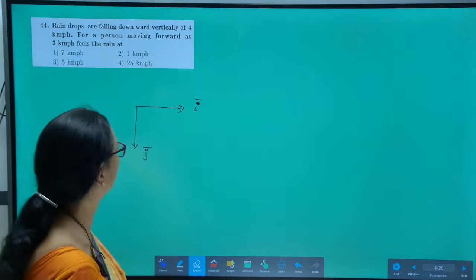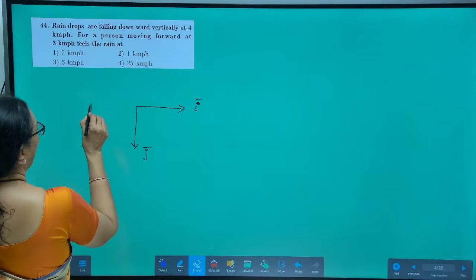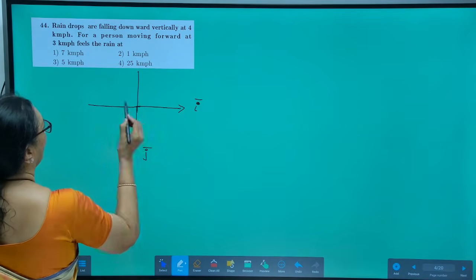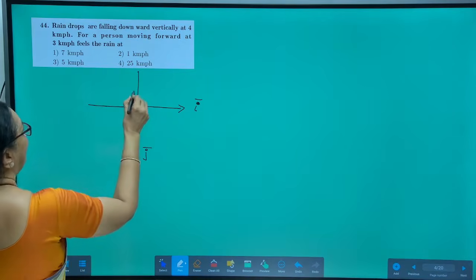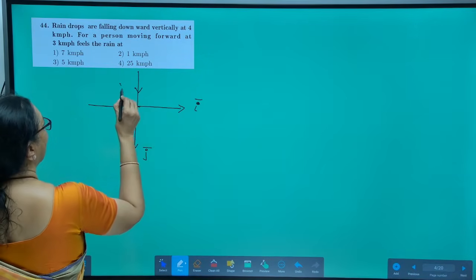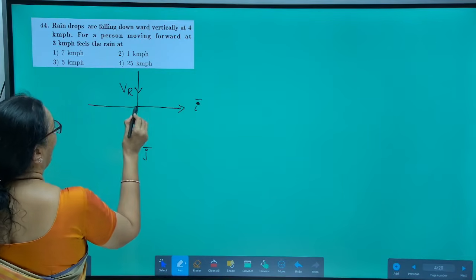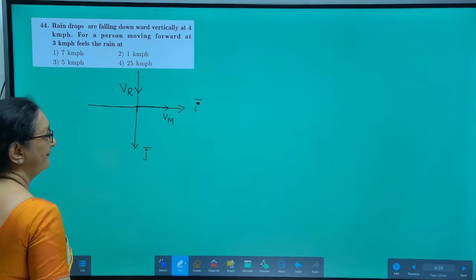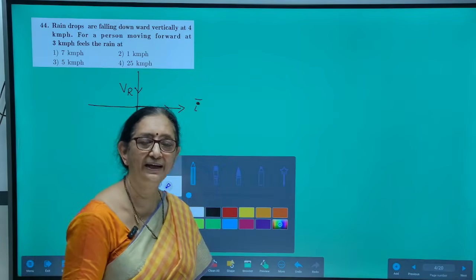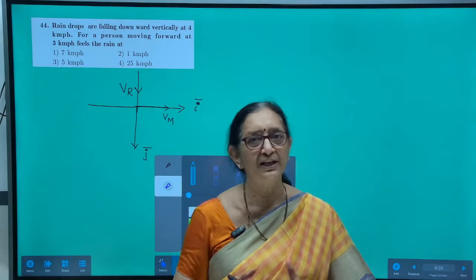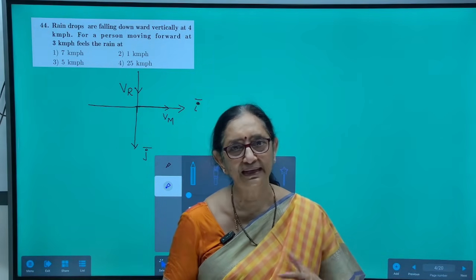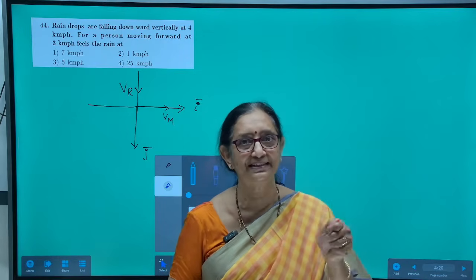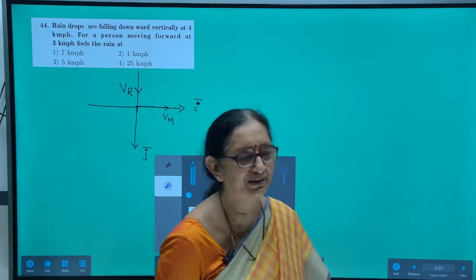Then the problems become very easy. Look here. Now suppose it is raining in the vertically downward direction and a man is walking along the horizontal with a velocity v. In which direction should he hold the umbrella? He should hold the umbrella in the direction of the velocity of rain with respect to him. So, against that relative velocity, he has to hold the umbrella.